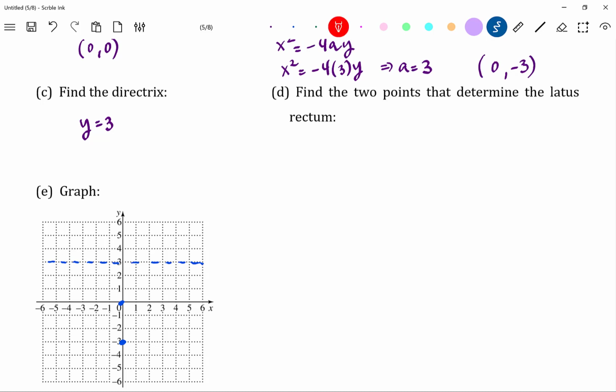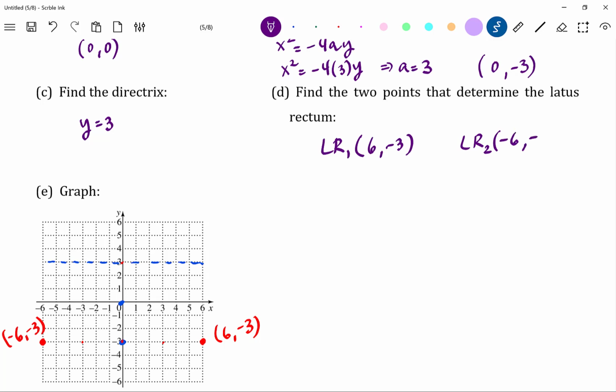Now we're going to find the latus rectum. Since the distance between the focus and the directrix is 6 units, I'm going to go 6 units both directions. And my points that form the latus rectum are going to be 6, negative 3, and negative 6, negative 3. So 6, negative 3 is latus rectum 1, and latus rectum 2 is going to be negative 6, negative 3.